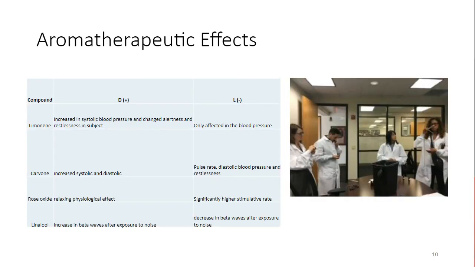Oils are part of aromatherapy. By smelling, people get their therapeutic benefits. Several studies were done in the past, and I have included some here. They show that one enantiomer works differently than another. For example, D-limonene increases systolic blood pressure and changes alertness and restlessness in subjects, whereas L-limonene only affected the blood pressure. When linalool was smelled after exposure to noise, D-linalool increased beta waves of the brain, whereas L-linalool decreased the beta waves. All these studies were done previously.